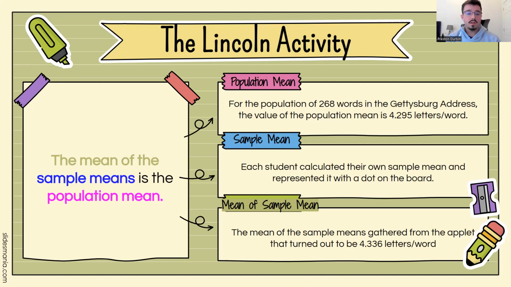And then the last one is the mean of the sample means, but I couldn't color code it all together because it would be dividing it up. The mean of the sample means is gathered from the applet that turned out to be 4.336 letters per word in the particular study that Allan Rossman was working with.